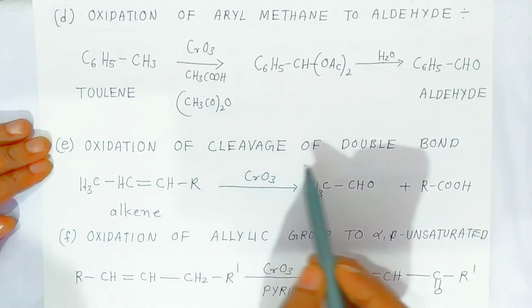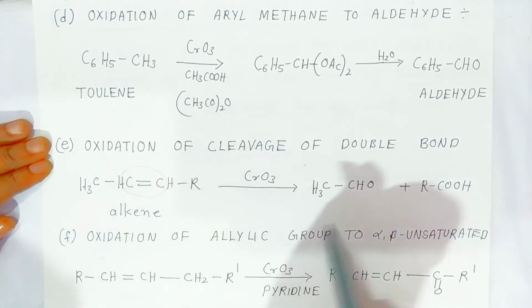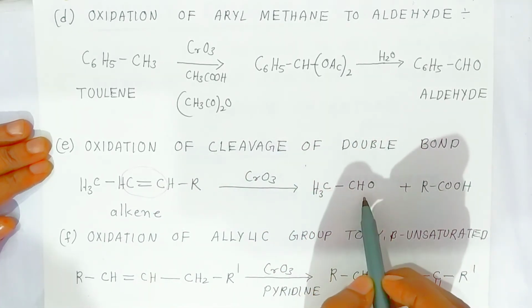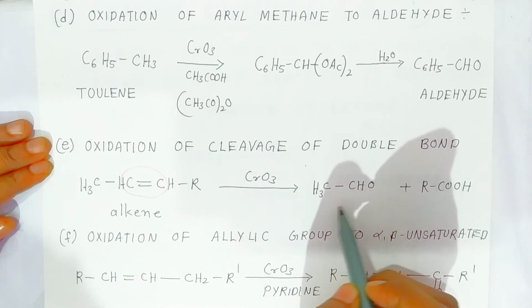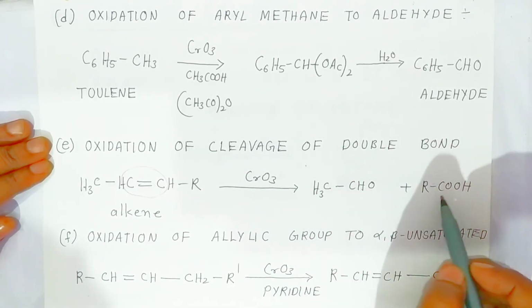Now oxidative cleavage of double bond. If the compound contains a double bond students, like alkenes, it is converted into what? The compound will break and you will get methyl and the aldehyde, that is acetaldehyde, you are getting because it is a two carbon containing compound we call acetaldehyde, and acid.